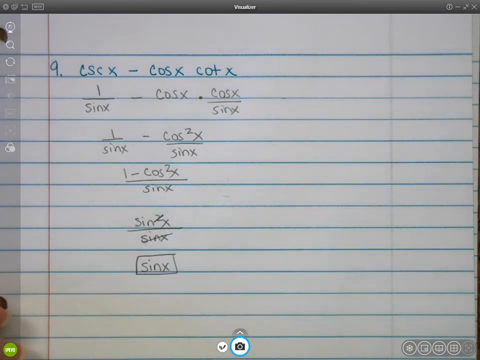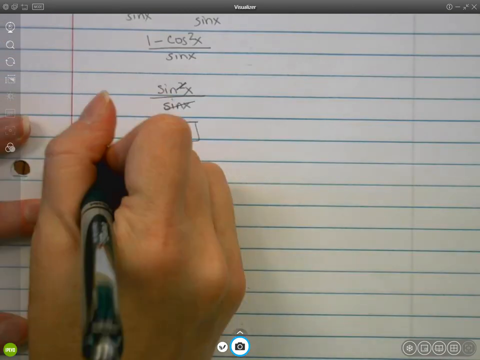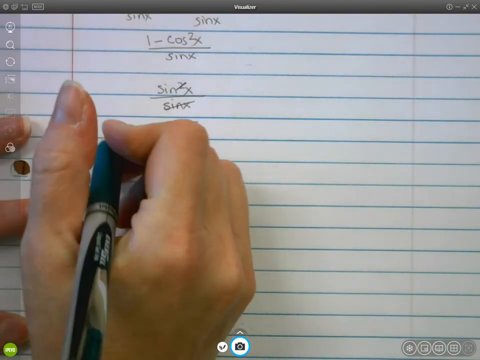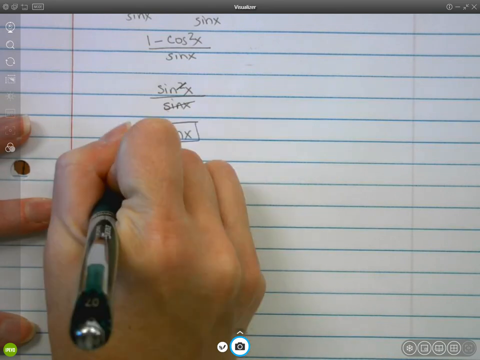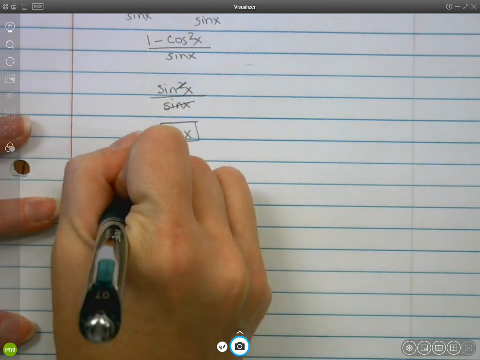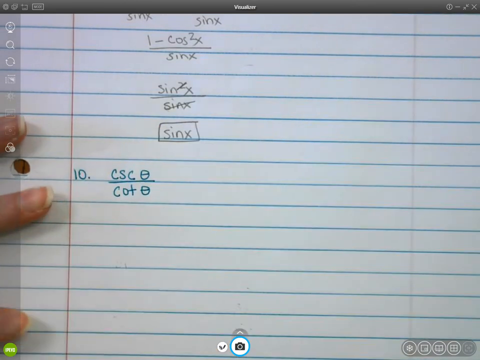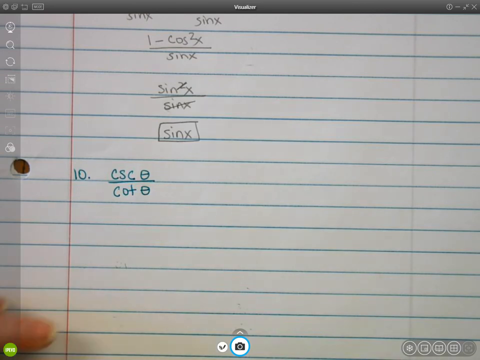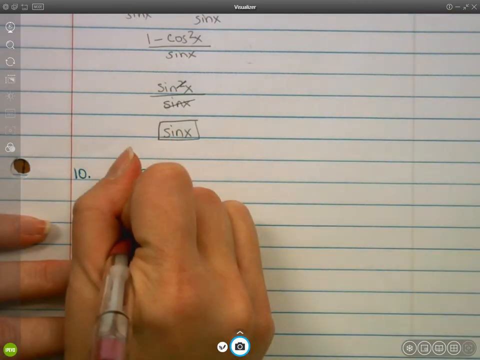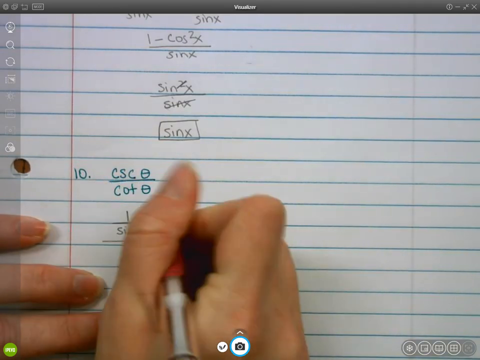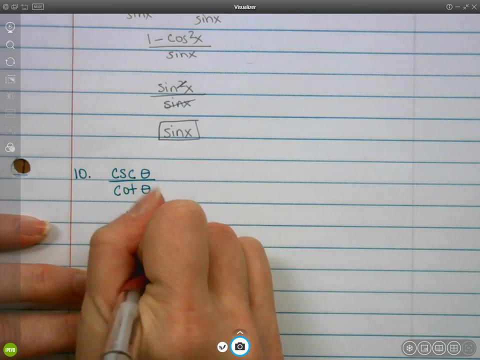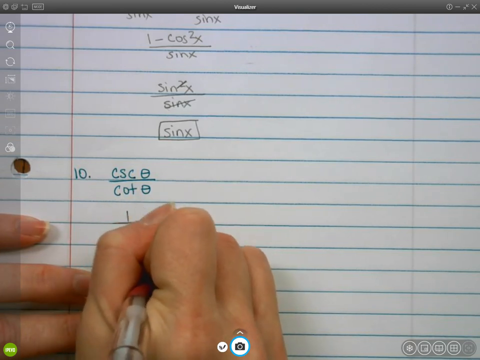Alright, so next. At any time, if you think you want to pause and see what you can do on your own, that would be a great plan. Because they all basically start the same way. Change things to sines and cosines. So cosecant is 1 over sine. Cotangent is cosine over sine.